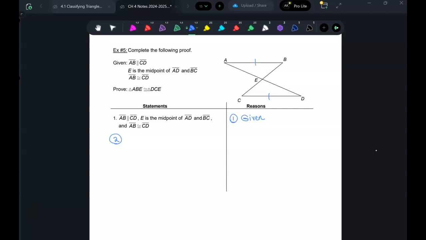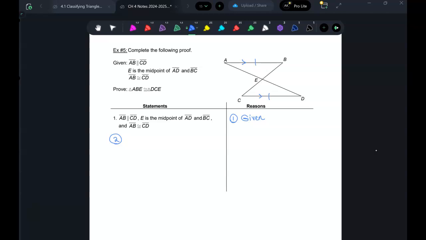Okay, AB is parallel to CD. We want to try to get the two triangles to be congruent. So far we just have one pair of sides. We want all three sides.